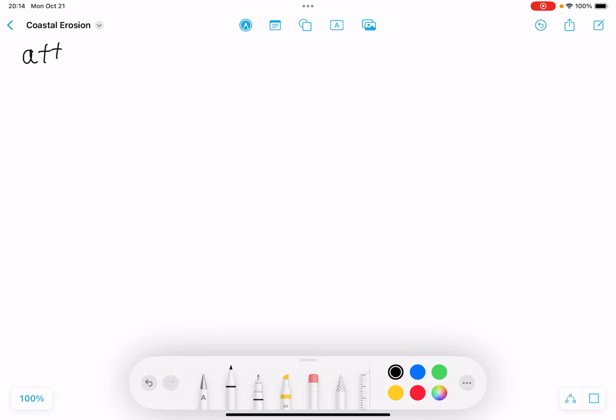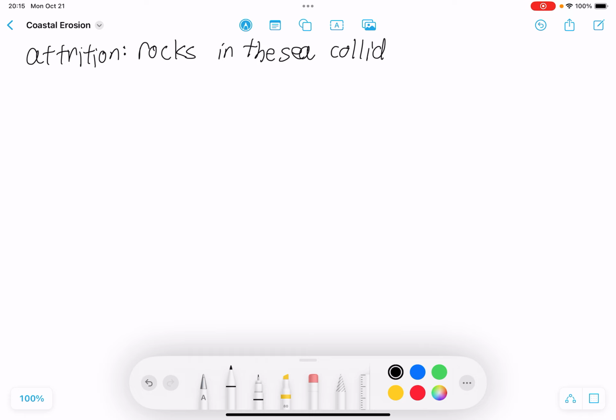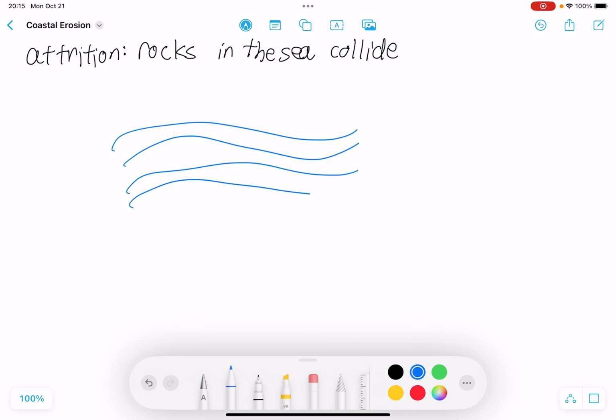attrition. Okay, so what attrition really is, is when the rocks in the sea collide with each other. We can ignore the cliff, the coastline, or the beach right now, we'll learn about those concepts later. Just imagine in the sea there are bits and pieces of rocks that have eroded away from coastlines all across the world, right?